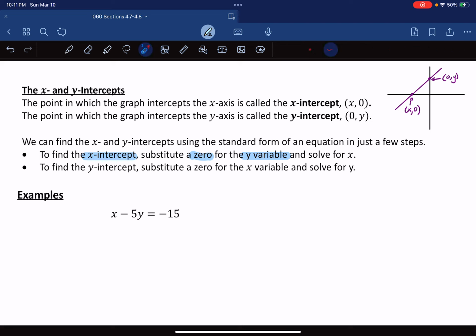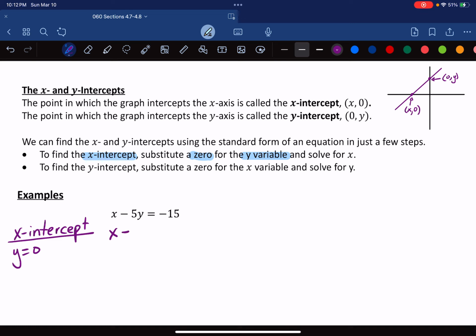And once again, that might seem a little backwards, that we're looking for x, but we're substituting for y. And that's once again because if we're looking for the x-intercept, we're looking for x. The y in the point is going to be 0 because we're looking for a value for x. So the x-intercept, this is what we're looking for. In order to get that, we're going to set y equal to 0.